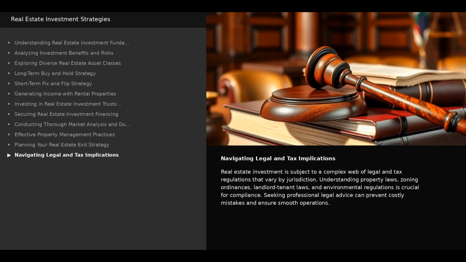Navigating legal and tax implications. Real estate investment is subject to a complex web of legal and tax regulations that vary by jurisdiction. Understanding property laws, zoning ordinances, landlord-tenant laws, and environmental regulations is crucial for compliance. Seeking professional legal advice can prevent costly mistakes and ensure smooth operations.